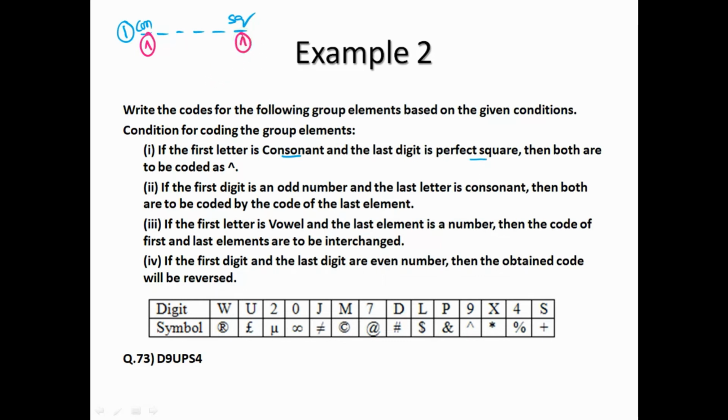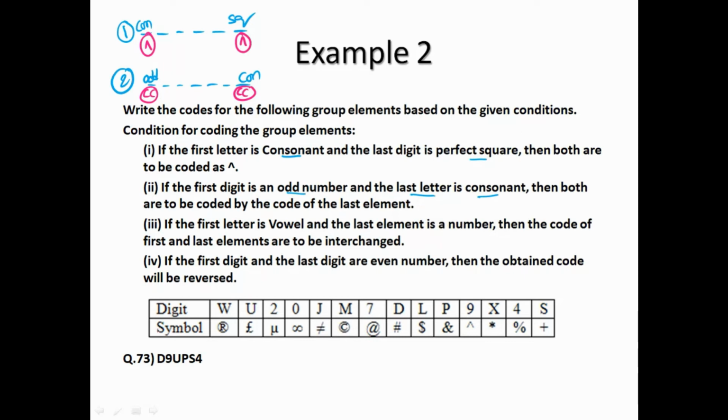Next, second condition. If the first digit is an odd number and the last letter is a consonant. In a set of elements, the first is an odd digit and the last is a consonant. If this condition follows, then both are to be coded as the code for the last element, which is the consonant. The consonant code has to be written in both the first and last places.